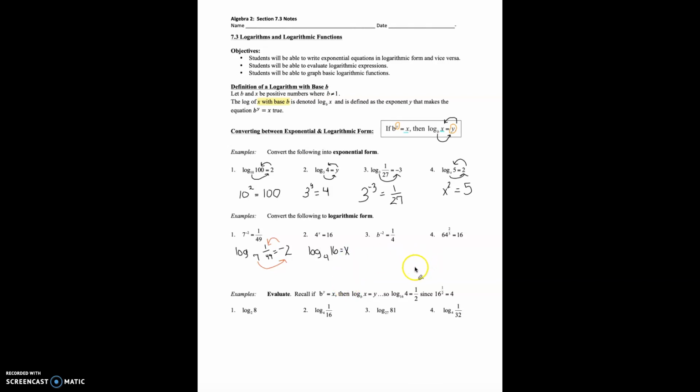For 3, what is our base? Our base is b. So log base b of 1/4 is equal to negative 2. And this last one here, our base is what, everyone? Good, 64. So log base 64 of 16 is going to equal 2/3.